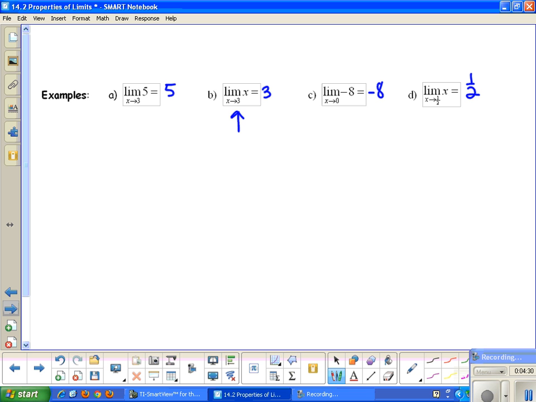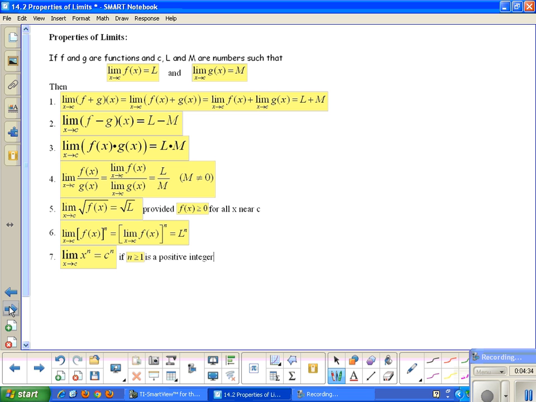So anytime it's in the domain, you can really just, as a quick way, plug the number in. These that we have right here are all properties of limits. You can go ahead and read through them. It just states that if you have two functions and you add them together, then you can separate them using addition and find the limit separately of each one, and it will give you the same answer as if you did it all together, which I'll show what that means.